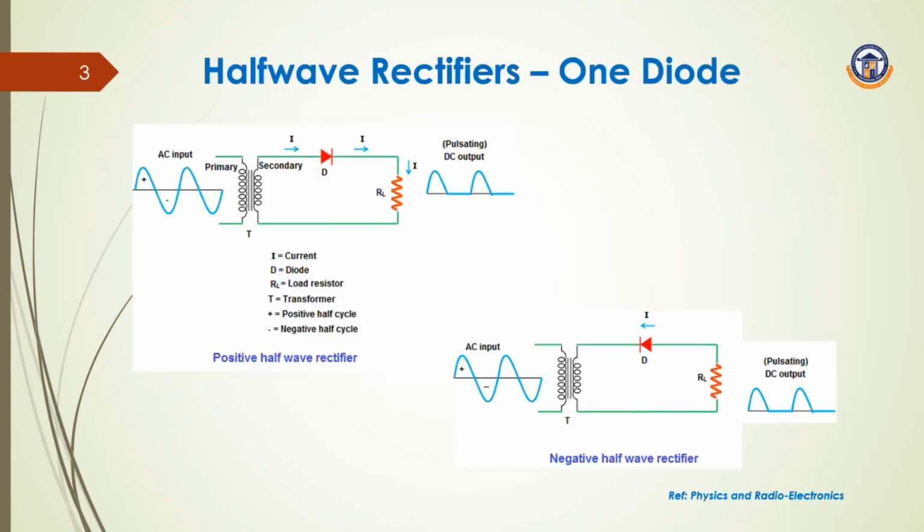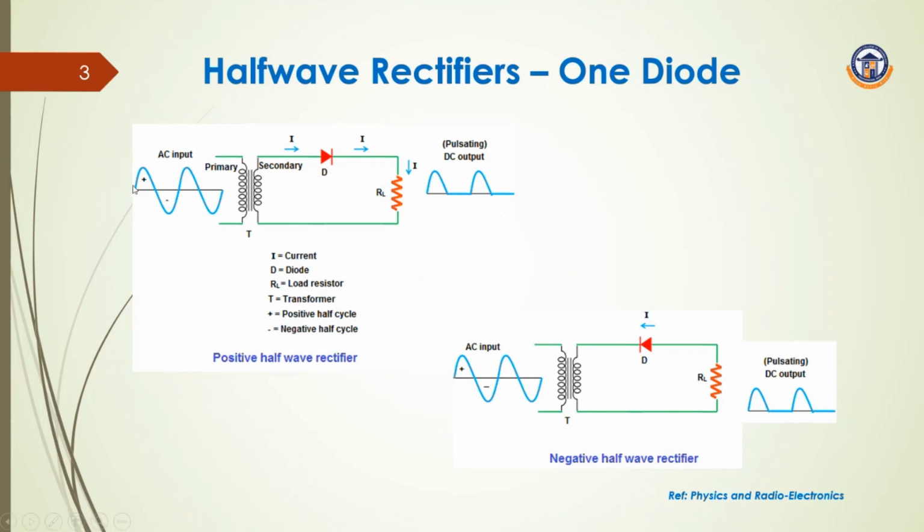The circuit configuration shown here is a one-diode configuration, which is nothing but a half wave rectifier. You can see the circuit configuration here. The first is a positive half rectifier, and the second is a negative half rectifier. Here the input is an AC supply, positive and negative, given through the transformer to the diode circuit. A diode is basically a unidirectional device. It allows current in only one direction.